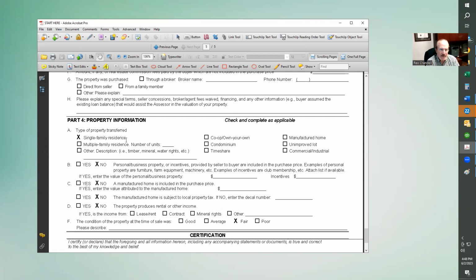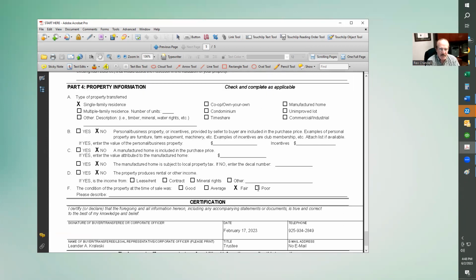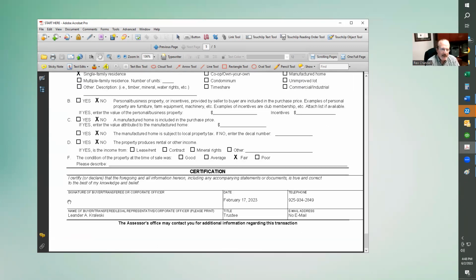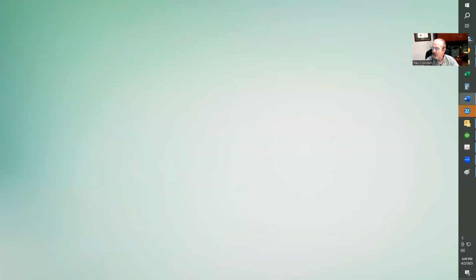So what's your PCOR have in it? Property information, this single family residence. And they ask you a bunch of questions. And property condition, I usually aim towards the less condition. And then you would sign it as the transferee and print out your name, date it, your title, telephone, email is optional. So you're always going to be filling out a PCOR with every kind of deed that you prepare.